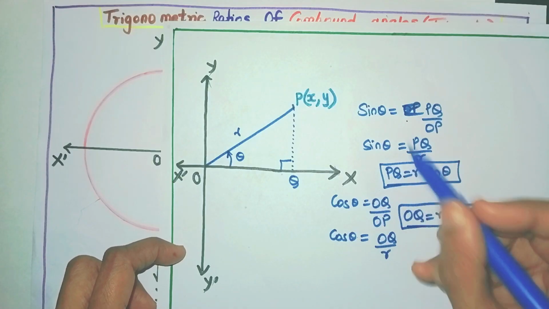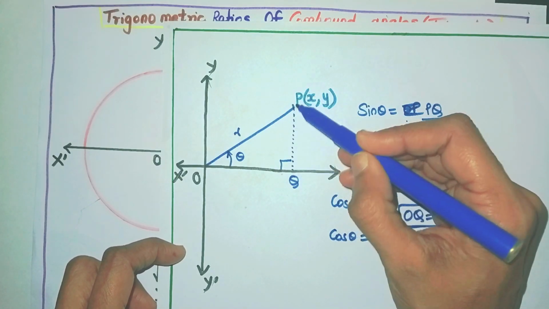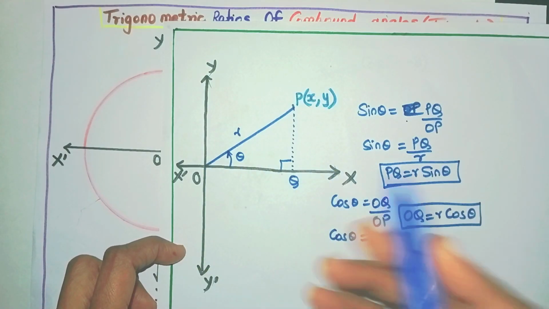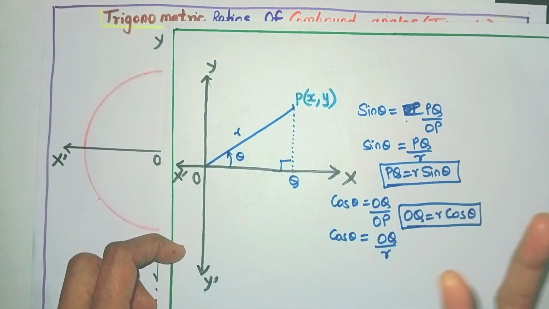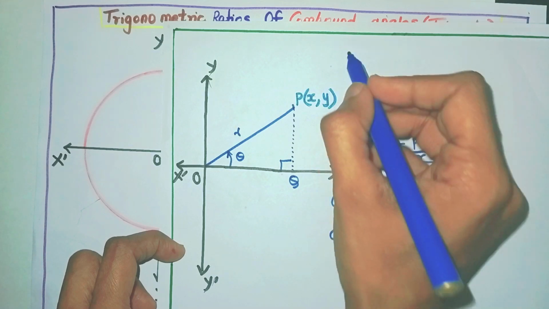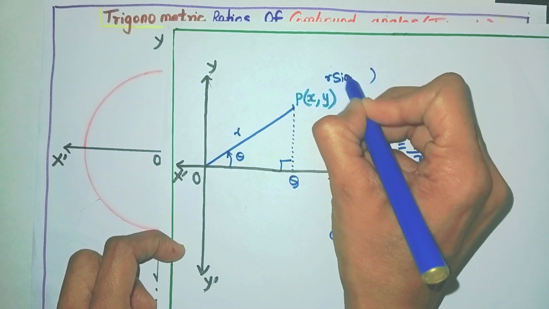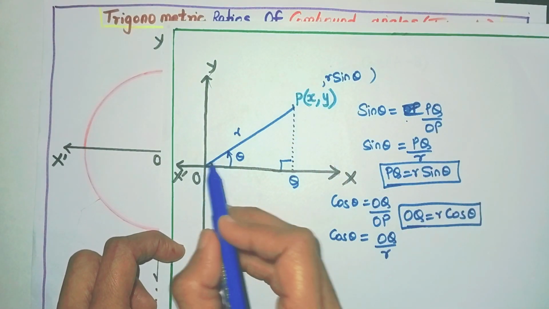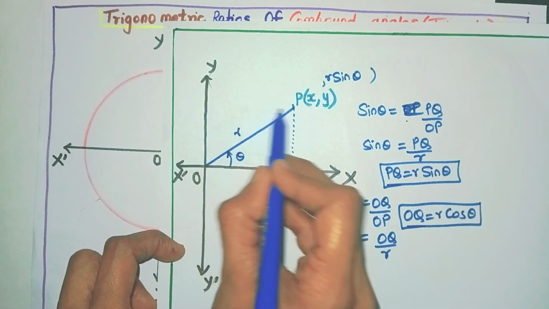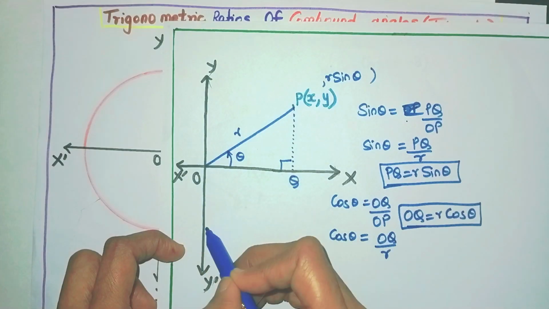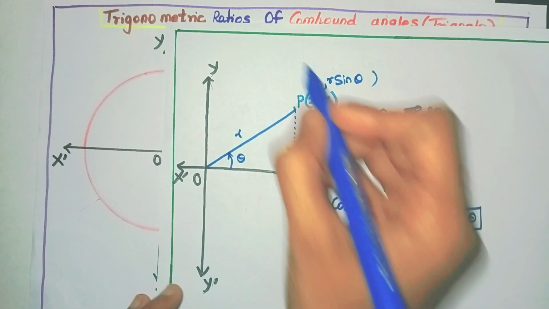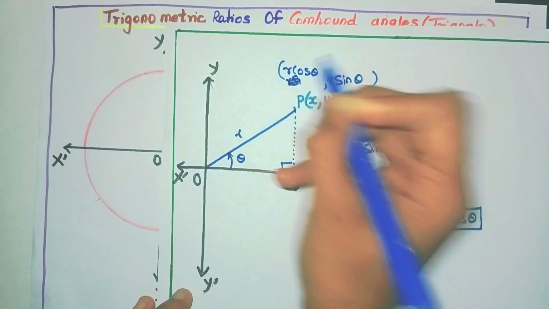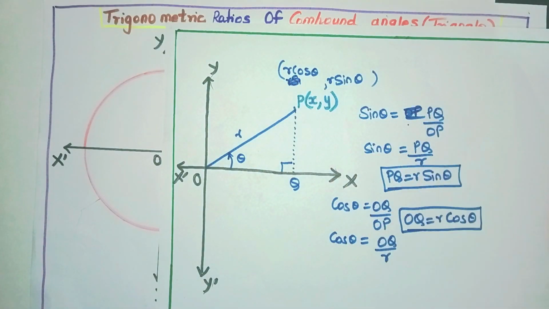Now what is this length PQ? Did you see this? PQ is nothing but the distance of this point P from the x-axis. And what is that known as? Yes, it's the y coordinate. So I can say that the y coordinate is PQ, which is R sine theta. Friends, in the same way, look at OQ. What is OQ? It is the distance of this point P from the y-axis. So it is the x coordinate. Yes, so very nicely we have got the x coordinate to be R cos theta, y coordinate as R sine theta.